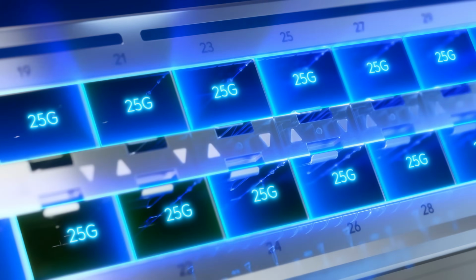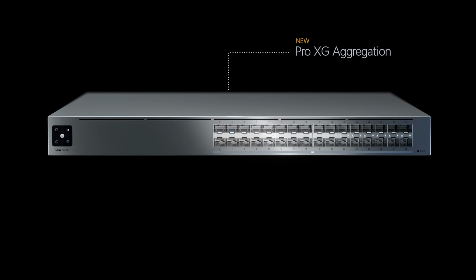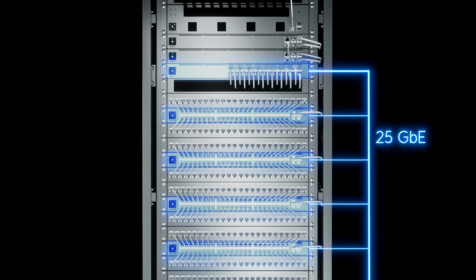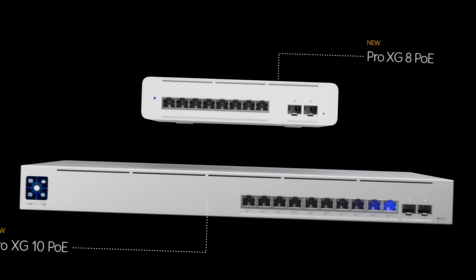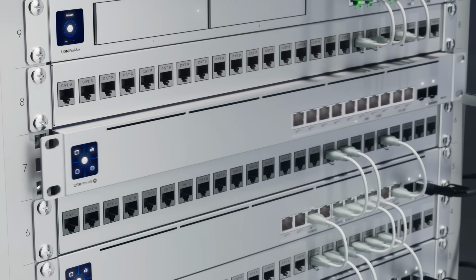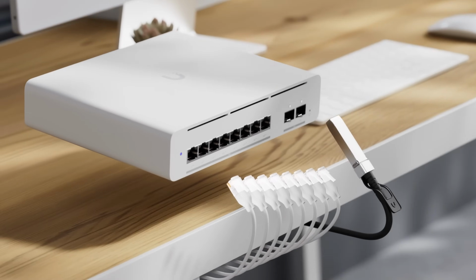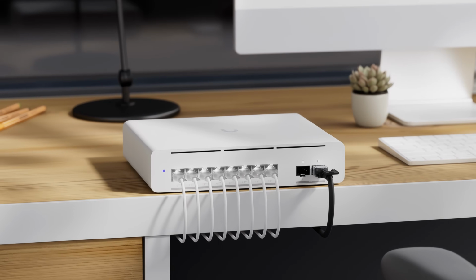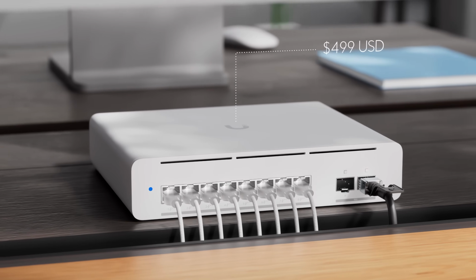For high-speed aggregation, the ProXG aggregation switch is purpose-built to connect multiple ProXG switches and servers across a shared 25 gigabit backplane. We're also introducing incredible value options. The ProXG 10 PoE is the perfect entry-level 10 gigabit Ethernet rack mount switch, while the ProXG 8 PoE offers a compact, flexible desktop form factor, all at a fantastic $499 price point.